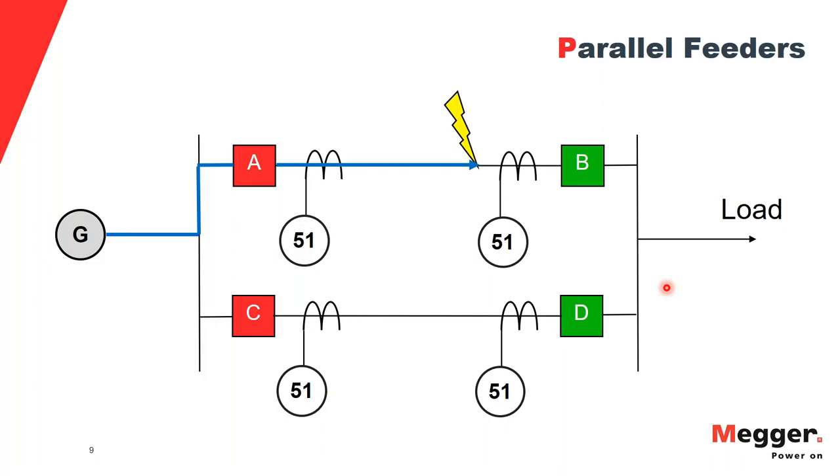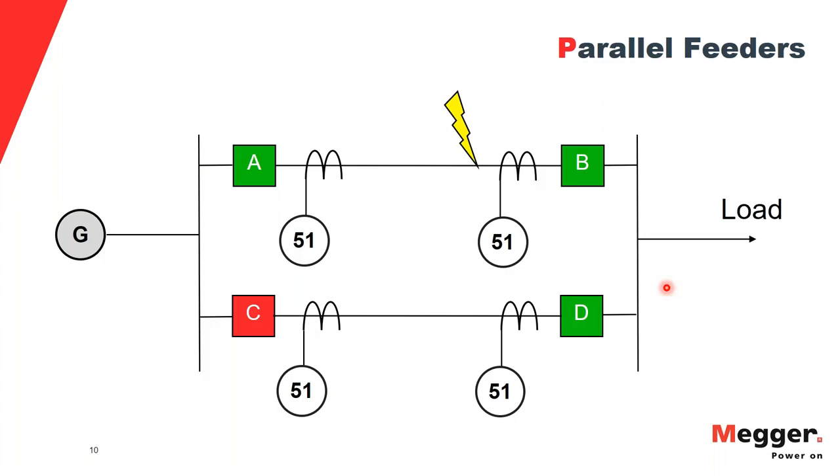So if breakers B and D trip, I'm still feeding the fault through breaker A. You can see that on the blue line. So what's going to happen after a certain time delay is the backup protection will operate and trip breaker A. Now in this case, for a fault on line A to B, you're taking off the load. So the generator is not feeding the load.